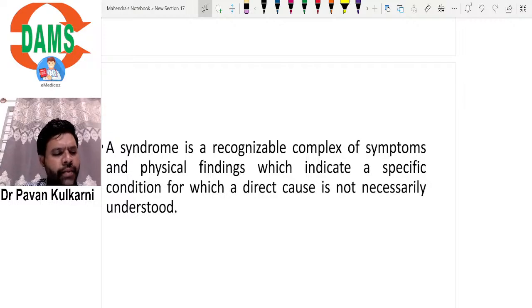Syndrome is a recognizable complex of symptoms and physical findings which indicate a specific condition for which a direct cause is not necessarily understood. So it is basically a complex of symptoms. Syndrome is not just one particular sign or symptom. It is a complex of symptoms and some physical findings which indicate a specific condition, but a direct cause of that is not understood. That is a syndrome.